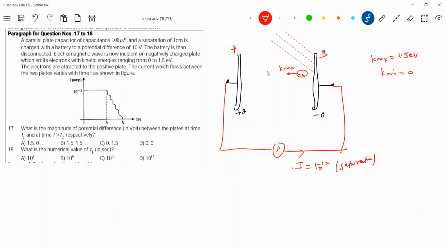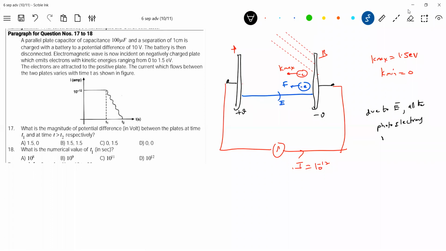Or don't say saturation. All the ejected electrons reach because of the electrostatic field present. So who will accelerate the zero kinetic energy electron? The electrostatic field will be in this direction. So even the zero kinetic energy electron will experience a force. So it will accelerate. Therefore, all the photoelectrons reach plate A due to E bar. I think that's a major concept.